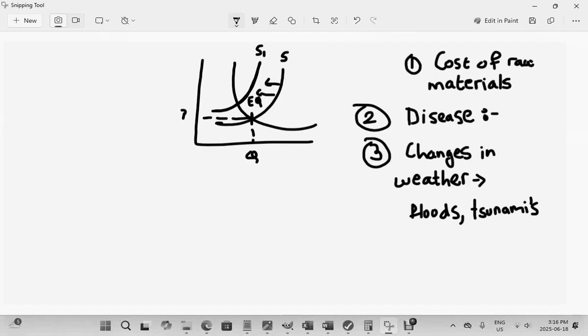Now apart from changes in weather, you also have government policies. So you have tariffs and taxes, rules and regulations. Let's write this down over here. This would be your government policies. Obviously, tariffs and taxes will increase the cost of production. As a result, the supply curve will shift to the left one more time. So this will be a new supply curve because of government policies.